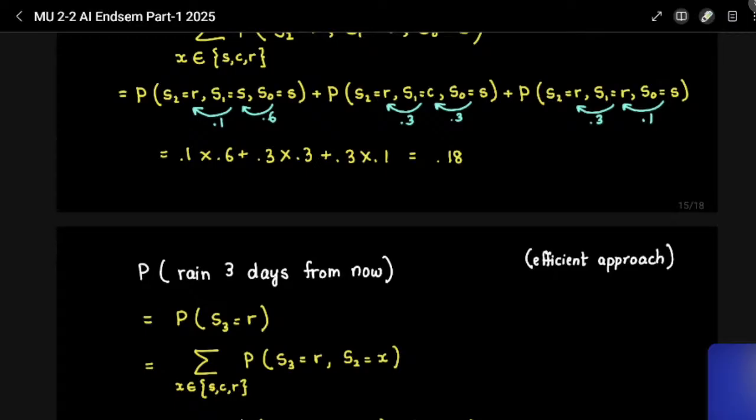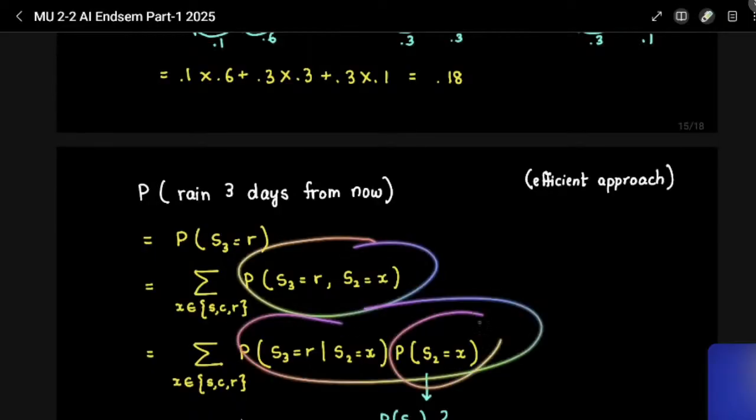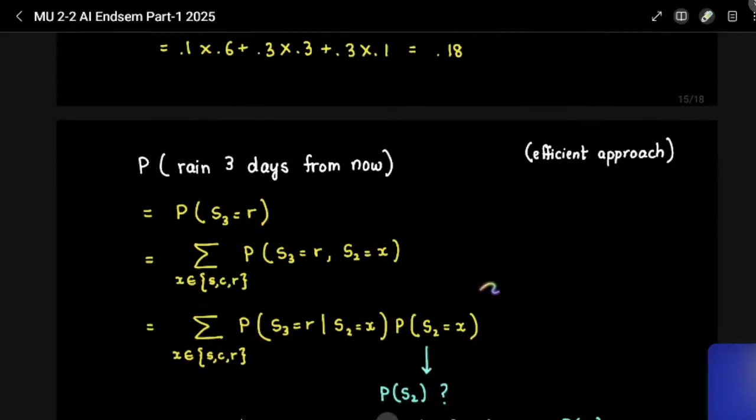So the efficient approach here is what they did. They've broken this down into 2 parts using rules of probability. So probability of A and B can be written as probability of A given B into probability of B. That's what they did. They used the rules of probability. But now the thing is, we have this piece of information. It is nothing but the transition probability, no? Transitioning from X to R, that is there.